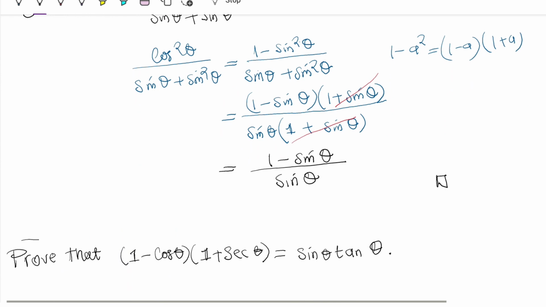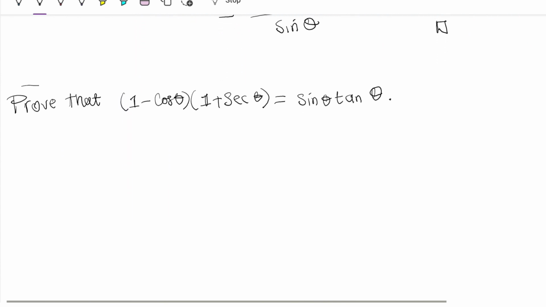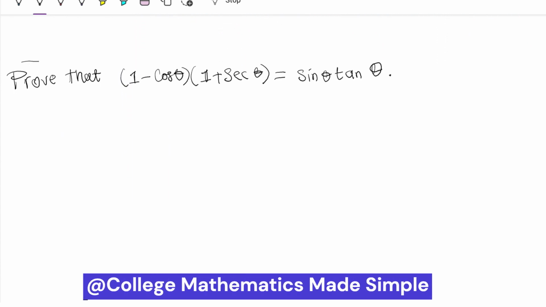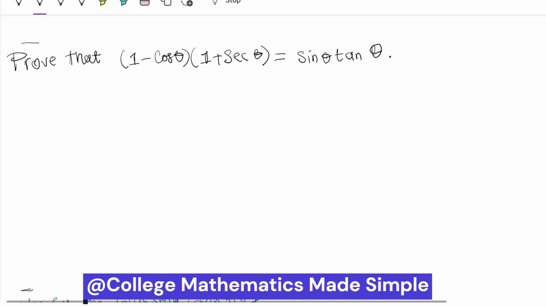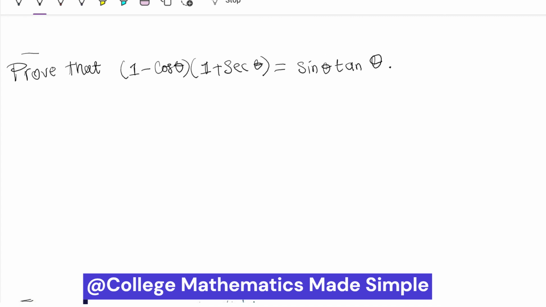Let us look at the second problem. Now, the second problem says, prove that 1 minus cos theta multiplied by 1 plus sec theta, or secant theta, is equal to sine theta multiplied by tan theta. So I will write a few statements here.